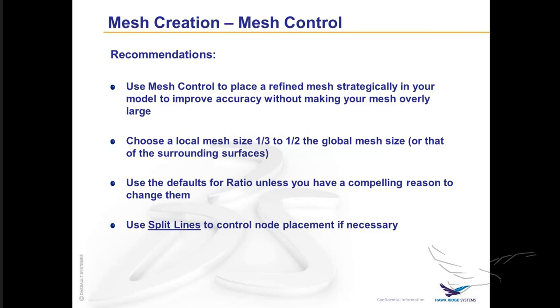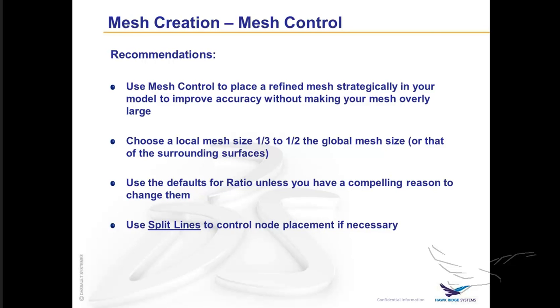I always recommend that you try a couple of meshes. It is an iterative process. Meshing complicated models is a very iterative process, and we will find success in trying out different values and different techniques. There's also another interesting way that we can apply mesh control, and that's using split lines to control the node placement. And I'll illustrate that here as well.